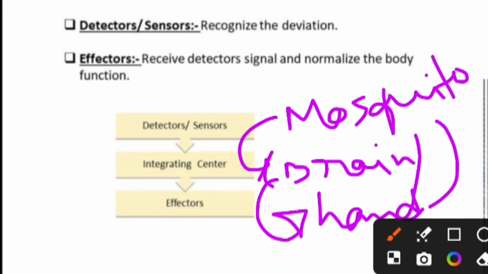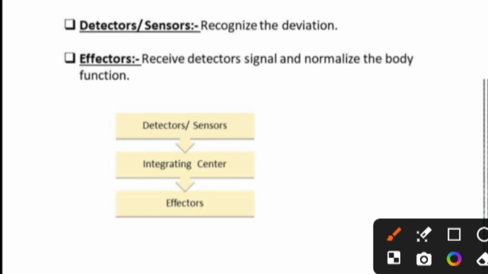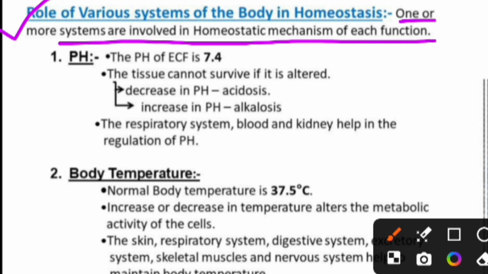So in this way our homeostasis process or control system works. Then the role of various systems of the body in homeostasis. One or many systems are involved in the homeostasis mechanism of each function.